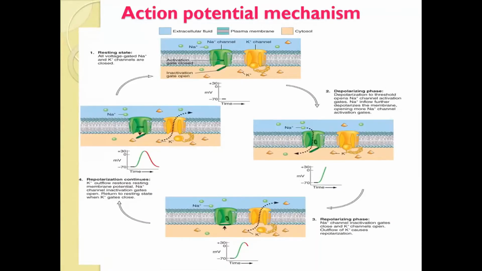Okay, so now we go for the action potential mechanism. As I mentioned just now, you have depolarization and repolarization. Now we will see where the depolarization curve and repolarization curve are. If you see here at the resting state, all voltage-gated sodium channels are closed. Negative 70 millivolts is the resting membrane potential, where all the voltage-gated sodium channels and potassium channels are closed.